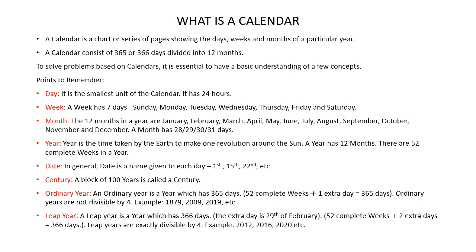Date. In general, date is a name given to each day. For example, 1st, 15th, 22nd, etc. That is, supposing you say 1st April, here 1st is the date. It means the first day of April. Similarly, 15th August means 15th day of the month August. Here 15th is the date and so on.